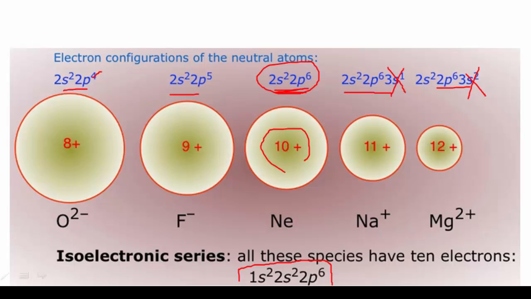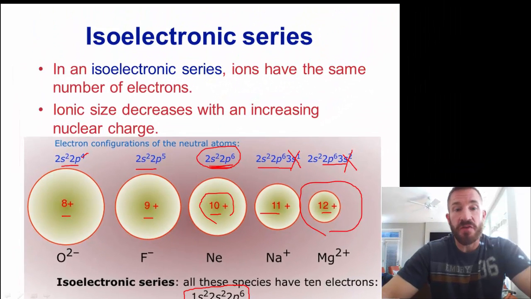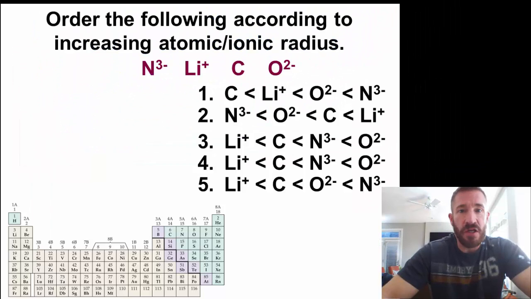Now, how does that size affect it? Well, notice since they all have the same number of electrons, the size is going to depend solely on the number of protons. But you have 8 protons, 9 protons, 10 protons, 11 protons, and 12 protons. Magnesium is going to be the smallest, and then sodium, and then neon, then fluoride, then oxide. The big thing is the ion size decreases with increasing nuclear charge, following according to increasing atomic radius.